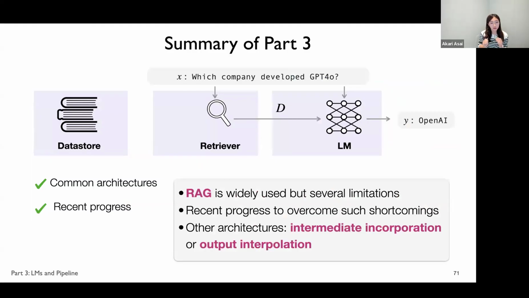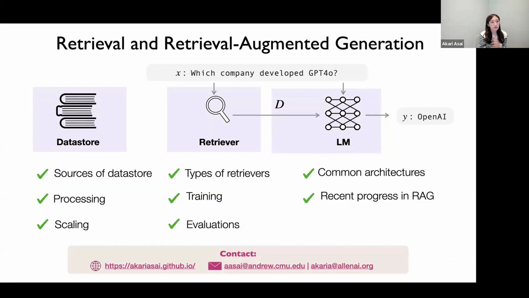To summarize part three, retrieval-augmented generation is the most widely used approach for retrieval-augmented language models, and it works well in practice, but has clear limitations. Grounding isn't guaranteed, and performance depends heavily on retrieval quality. So I reviewed some of the recent progress addressing those challenges, and we also looked at alternative architectures that integrate evidence at different stages, like intermediate incorporation and output interpolation. This is pretty much all I wanted to talk about today, and now I'm happy to answer questions.